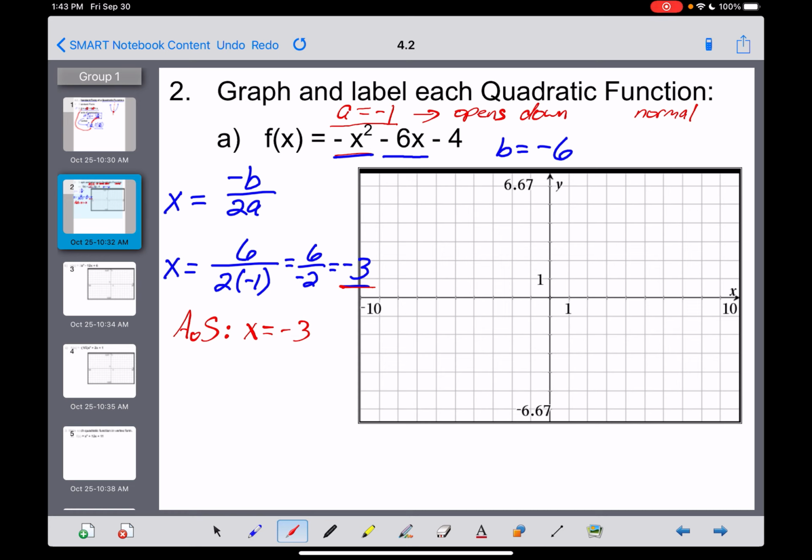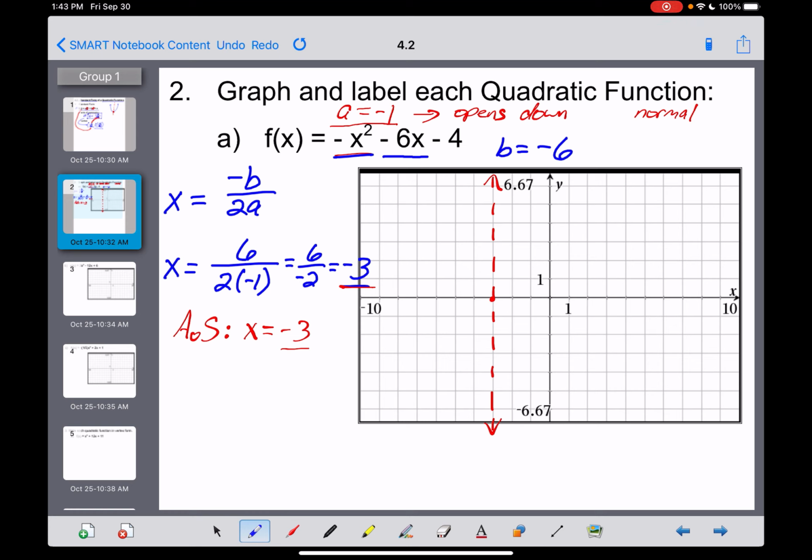Now, hopefully you guys remember this from chapter 2. Any line that's x equals a constant is a vertical line, and this number here is your x-intercept at -3. So I'll go ahead and draw this little dashed vertical line right here, guys, at x equals -3. That's our axis of symmetry.